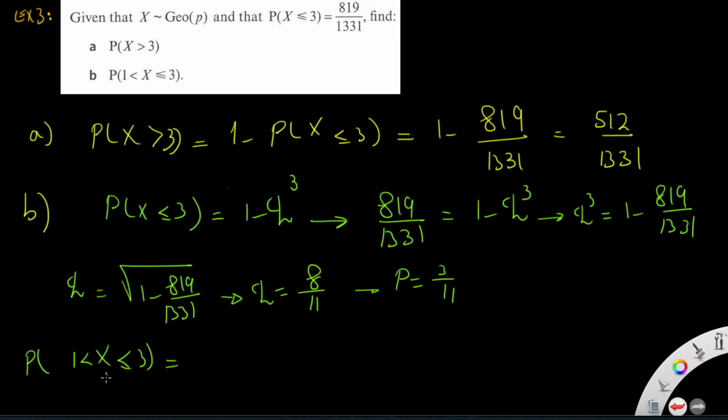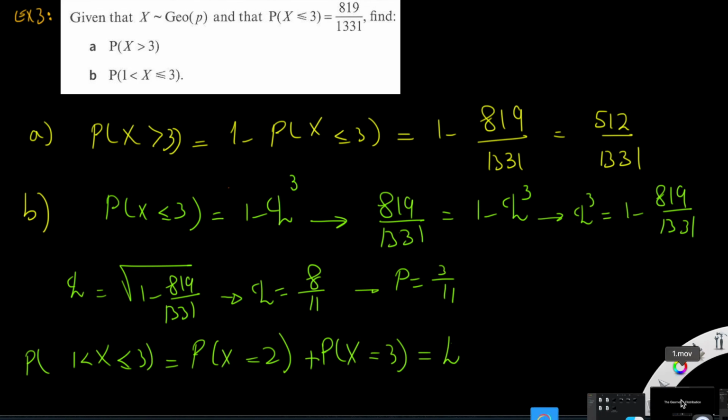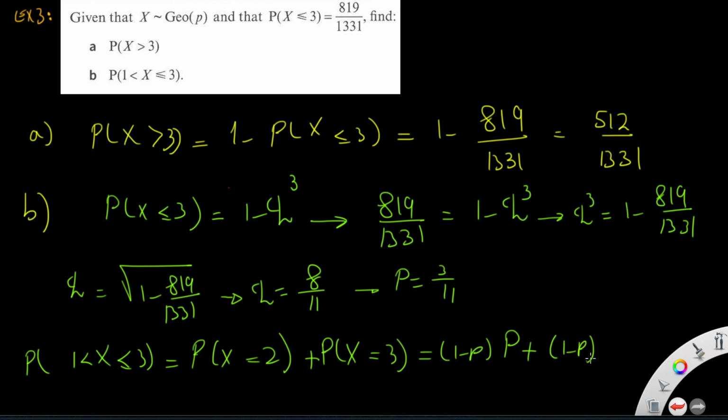It means that the number of the trial on which you get your first success should be something between 1 and 3 inclusive. So x can take either 2 or x is 3. X is equal to 2, it means that the first trial is failure, the second is success. X is equal to 3, it means that the first two trials are failure and the third one is success.